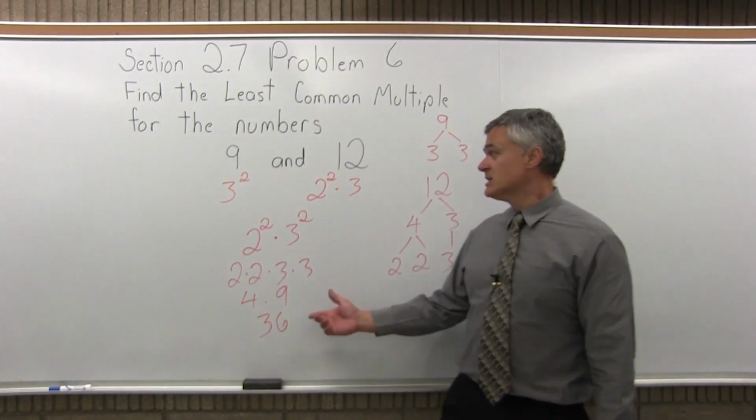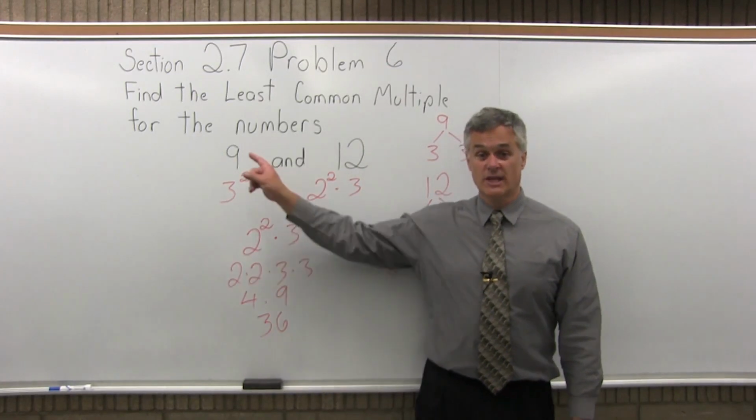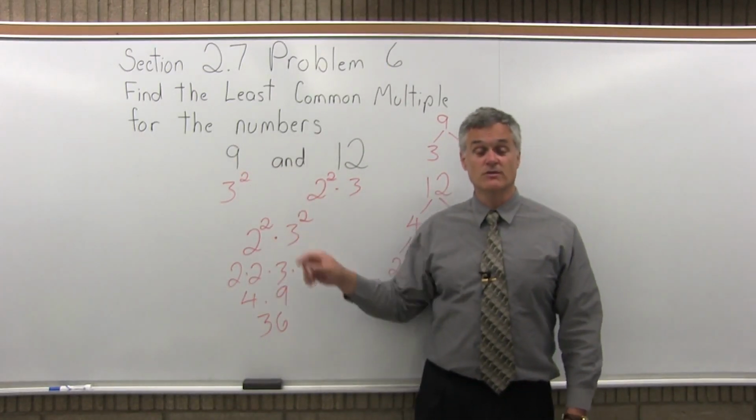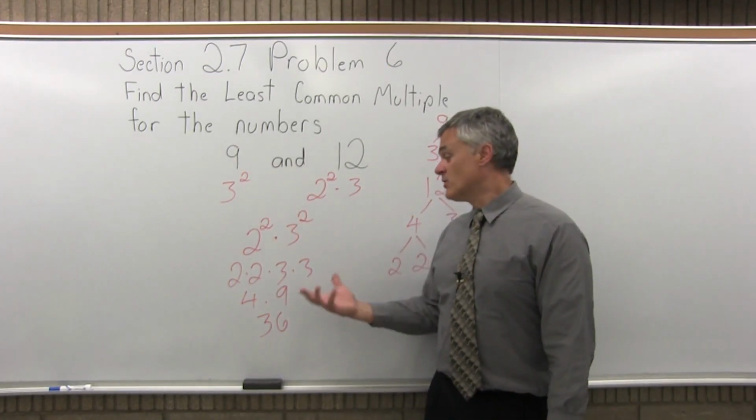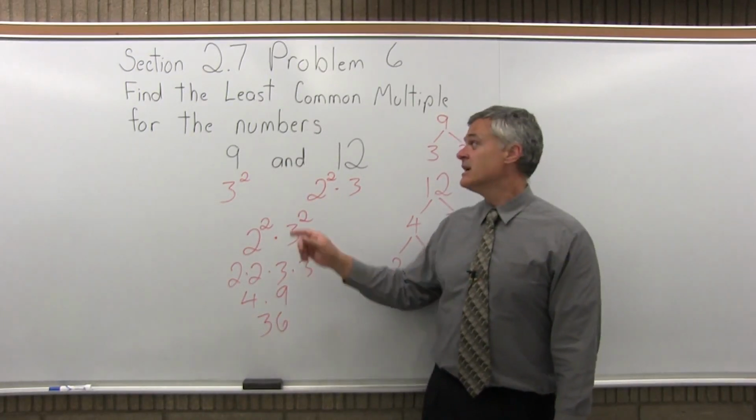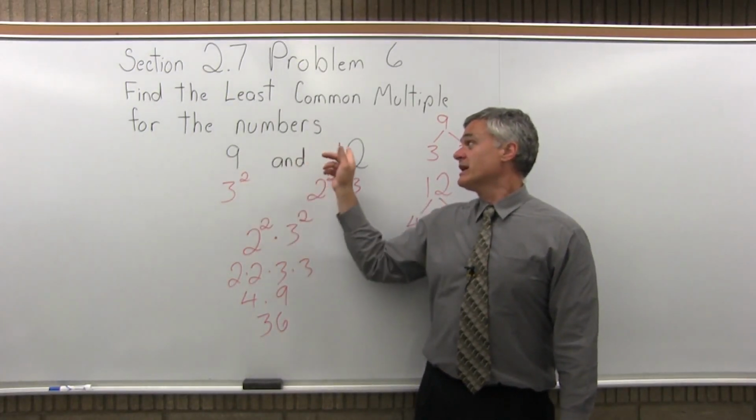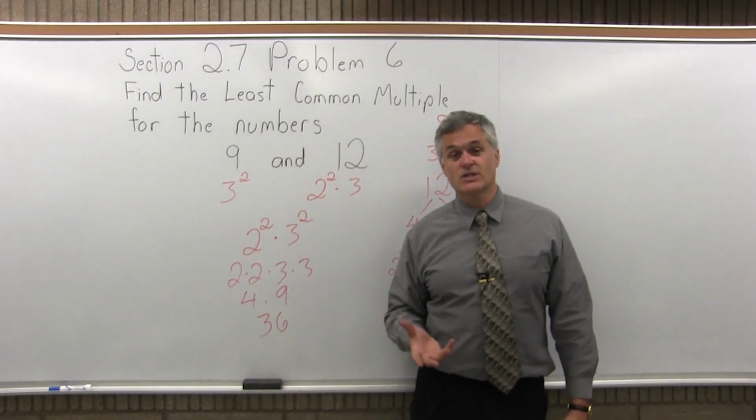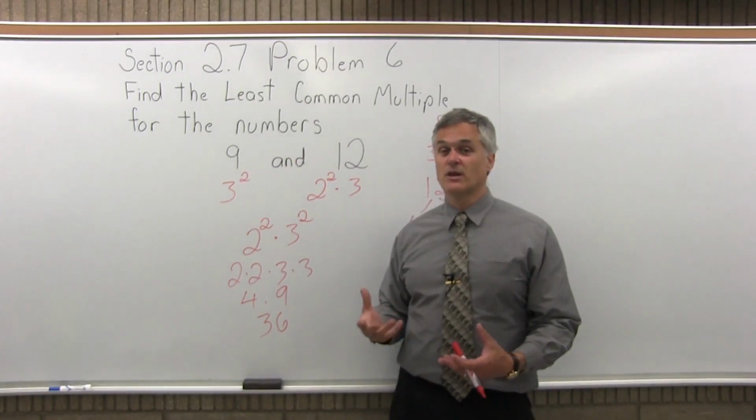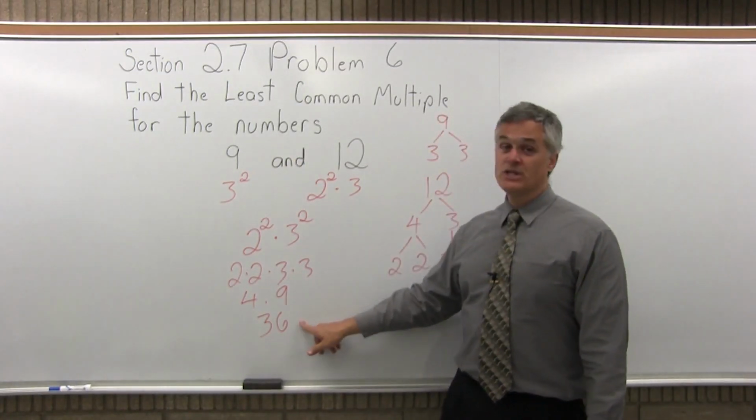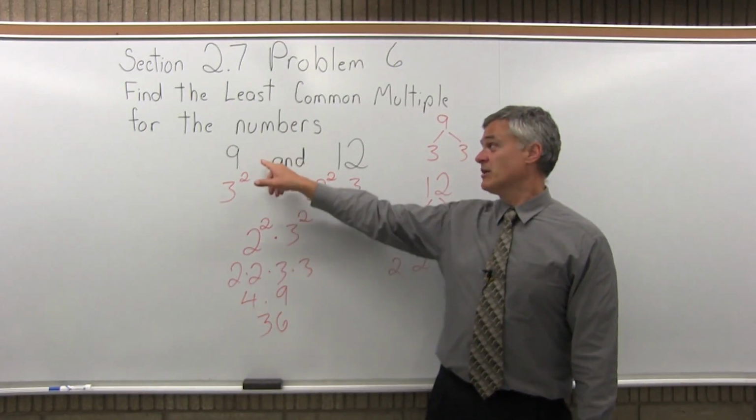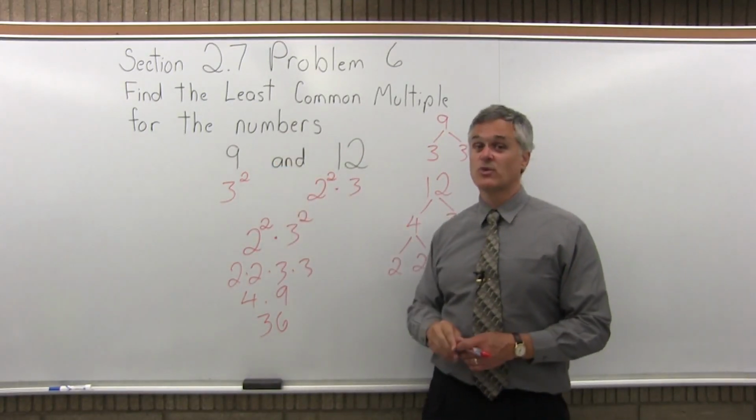And again, what that means is 36 is the smallest value that 9 divides into evenly and 12 also divides into evenly. And the reason why that's important is if you had a problem where 9 and 12 were the denominators of fractions that needed to be combined, where you needed a lowest common denominator, 36 would be the lowest common denominator for fractions that had 9 and 12 as denominators.